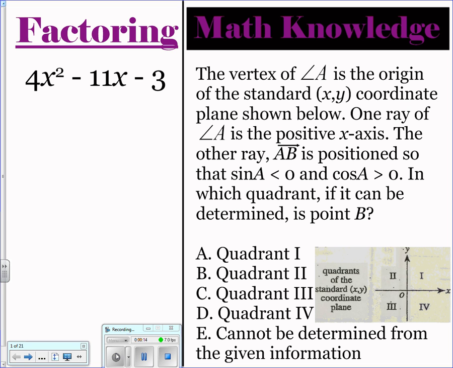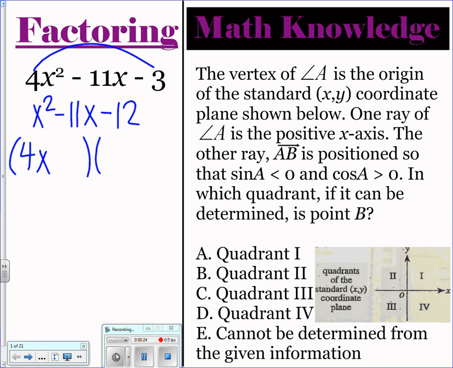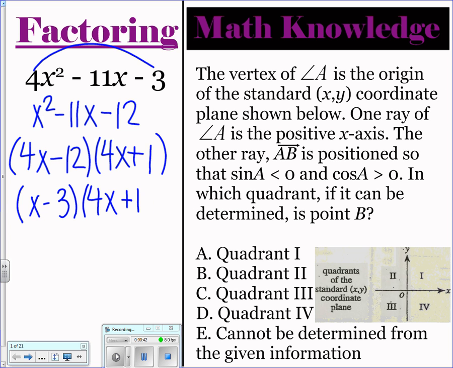You're going to start by multiplying that 3 by 4, and then you're going to have x squared minus 11x minus 12. And when you factor, you need to make sure that you put the 4 back with the x in front. And the numbers you're going to want to use are negative 12 and positive 1. The first set will reduce by 4, so we'll have x minus 3. And then we'll have 4x plus 1. And that would be your answer there.